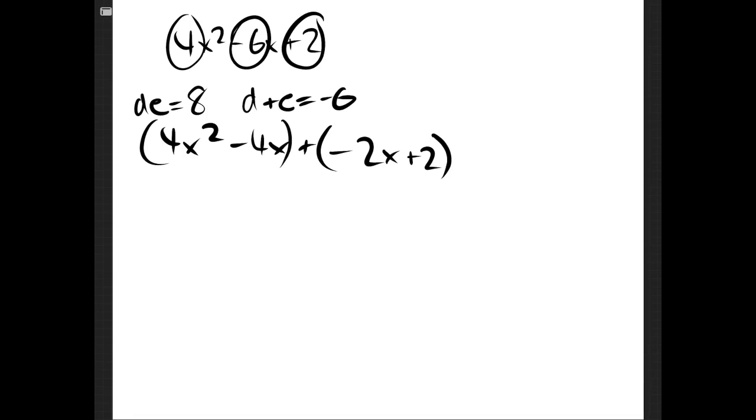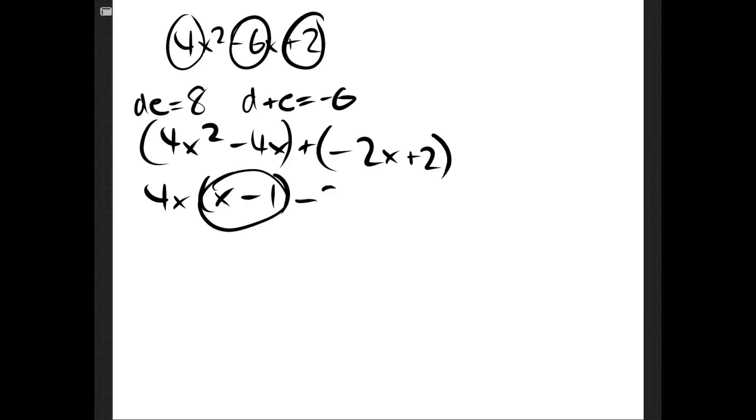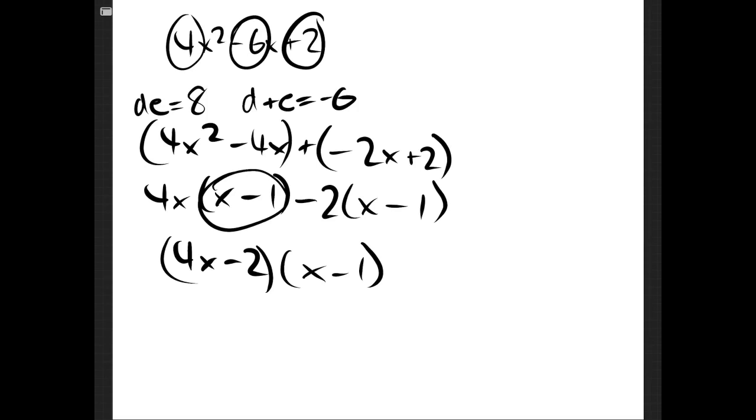And then take out the GCF for the first one. The GCF is 4x. 4x times x minus 1, plus, or actually minus, because there's a negative. You can take out minus 2, and that will make it the same as this. So we would have x minus 1 on that side as well. So you have to take out a minus. So then minus 2 times x minus 1, because 2 over negative 2 is negative 1. And then 4x minus 2 times x minus 1. And that is your solution.